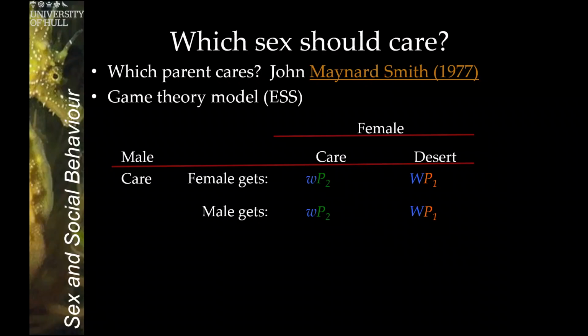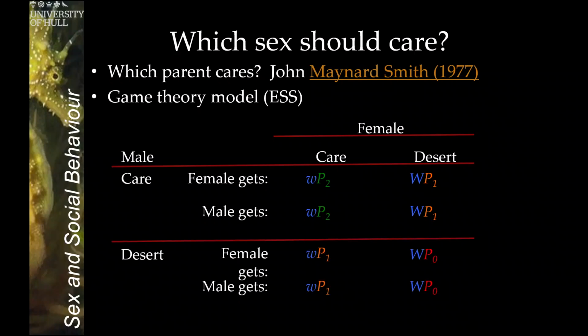At the same point, the male can decide to care, in which case the female gets little w P2, because now there are two parents caring, and the male gets the same thing. And then, if the female decides to desert, both parents get big W, the female's clutch if she deserts, and P1, because the male is now caring. Or the male can decide to desert, in which case the female who's caring gets little w P1 because the male has deserted, and the male gets the same thing. And if both of them decide to desert, the female gets big W P0, and the male gets big W P0. Okay, so that's the basic stage.